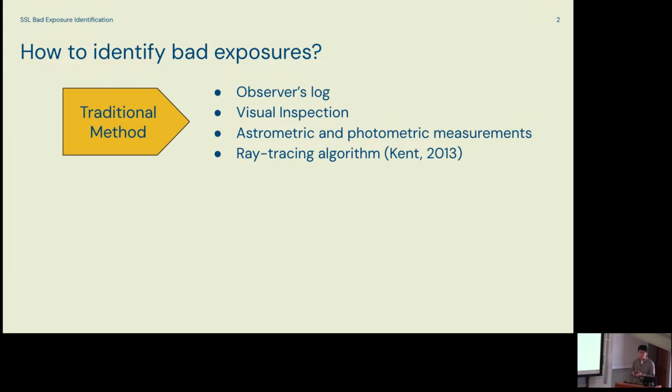Or after a data reduction, you could also have a visual inspection campaign, which can be time consuming, but you really have the ground truth answer to it. Or you could have photometric measurements. For example, we could have a zero-point measurement to see whether the point is really bad, or we have PSF problems. And more advanced ones, for example, a ray tracing algorithm developed for DES to really find some of the scattered light. And of course, beyond traditional methods, we also have machine learning-based answers.